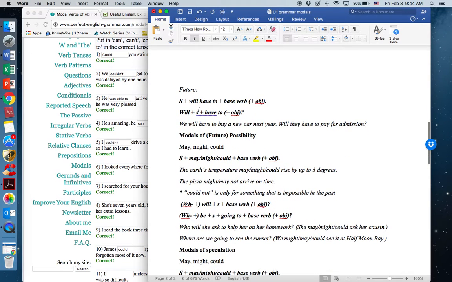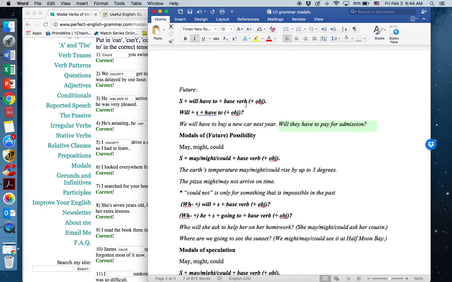Next, in the future, subject will have to. Always use will have to and then base verb, or will, subject, have to, object clause. We will have to buy a new car next year. There's no choice in this one. Again, in the positive, will have to and must have the same meaning.